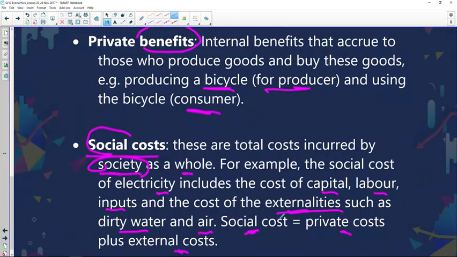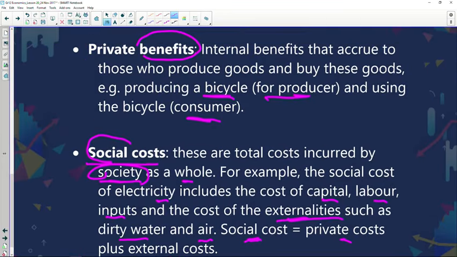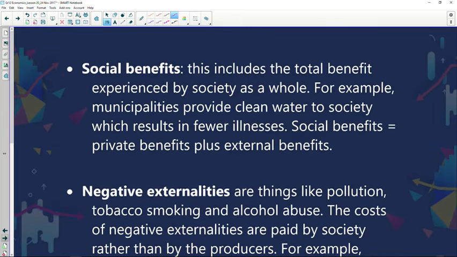And also we're looking at the cost of the externalities in the process, such as dirty water and air. And then we know that social costs equal private costs plus the external costs. Okay, so those are the social costs. And now we are going to move on to social benefits.